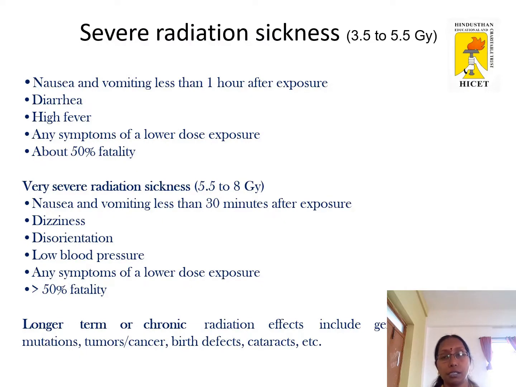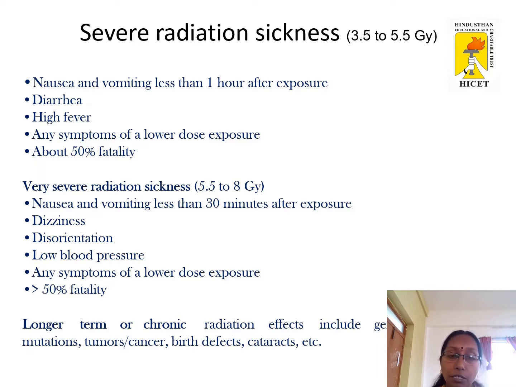Severe radiation sickness is when the radiation is in the range of 3.5 to 5 Gy. Nausea and vomiting will happen in less than 1 hour. Diarrhea, high fever, and any symptoms of lower dosage exposure will be there, and about 50% fatality will be there. So around 50% of the people will be very sensitive to this radiation sickness.